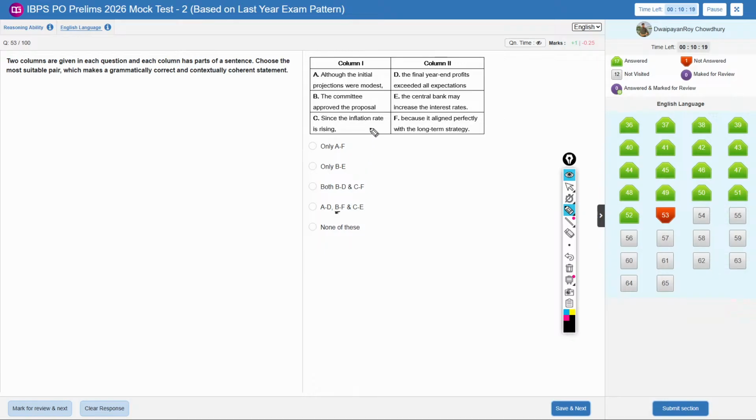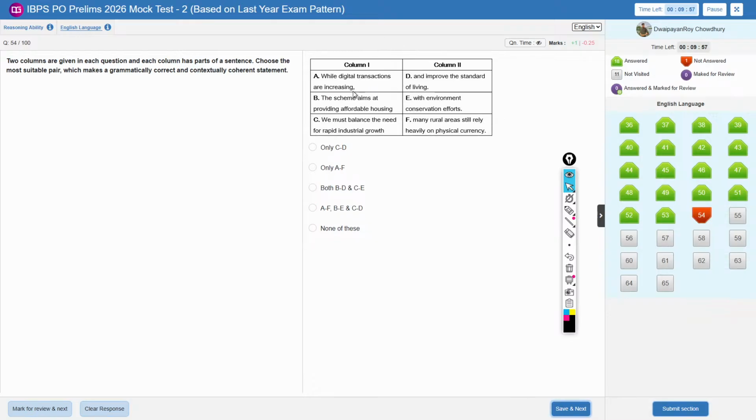here only. CE, since the inflation rate is rising, the central bank may increase. Although the initial projects were modest, the final year-end profit exceeded. So I'll just go with this one because the other two are matching.